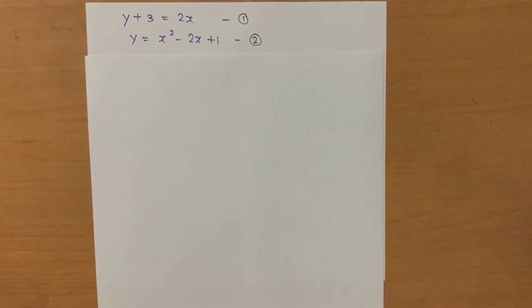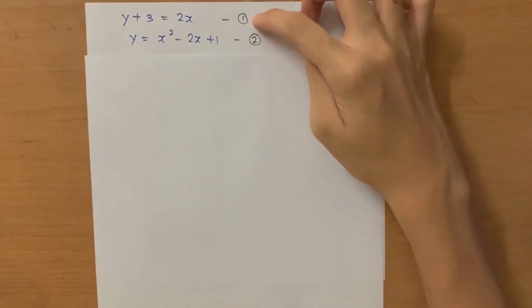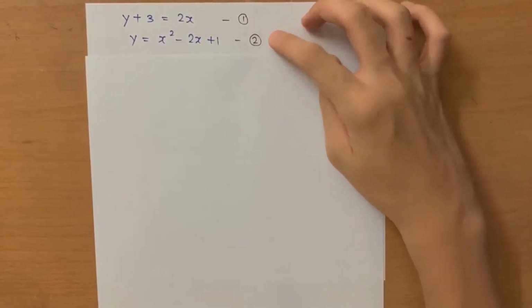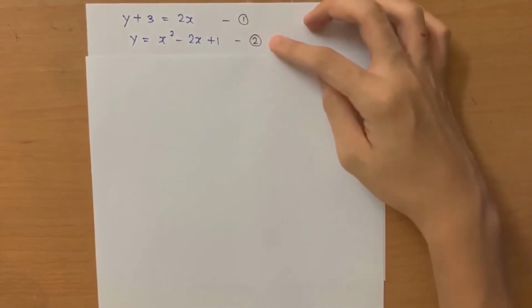Simultaneous equations is a set of two or more equations, each containing two or more variables whose values can simultaneously satisfy all the equations in the set. Today in this video, we are going to specifically talk about one linear equation and one quadratic equation. This is an example of a linear equation, and this is an example of a quadratic equation.